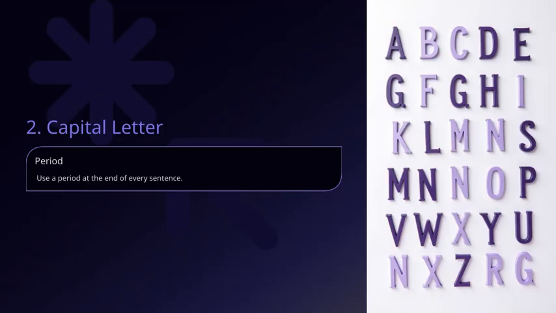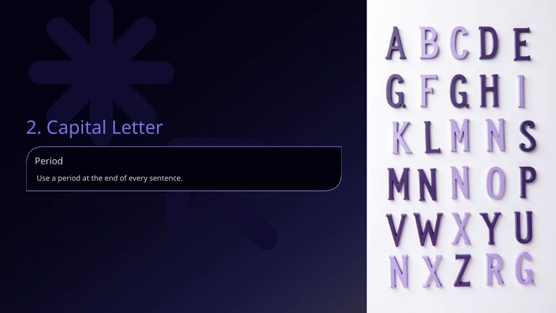Now, let's talk about the importance of using capital letters and periods correctly. First, using a capital letter at the beginning of a sentence signals to the reader that a new thought or idea is starting. It's a visual cue that helps make our writing clearer and more professional. Next, the period at the end of every sentence is equally important because it signifies the completion of an idea. Without proper punctuation, our message can become confusing or hard to follow.